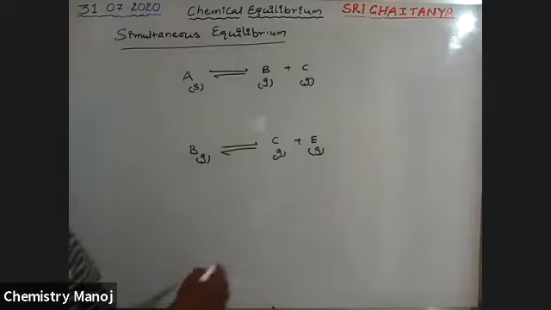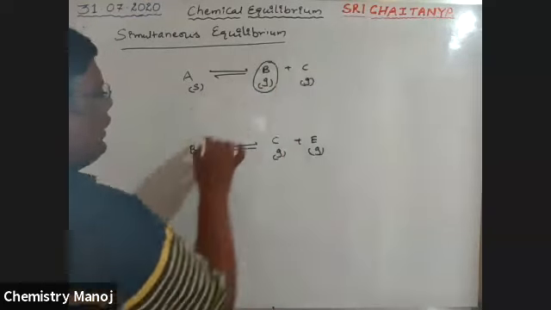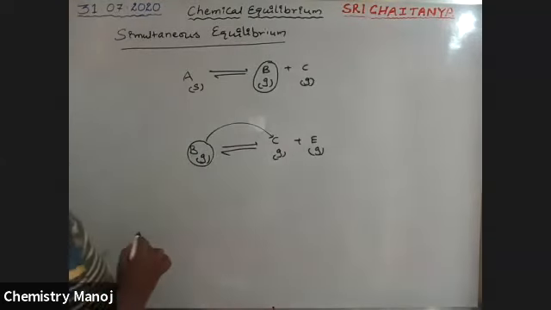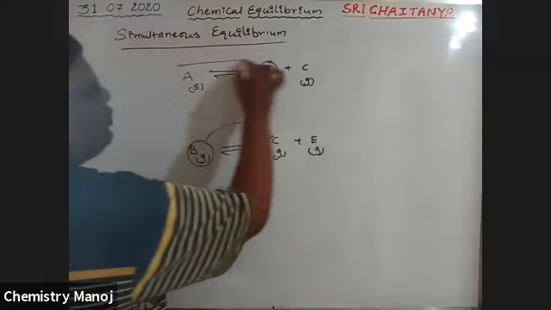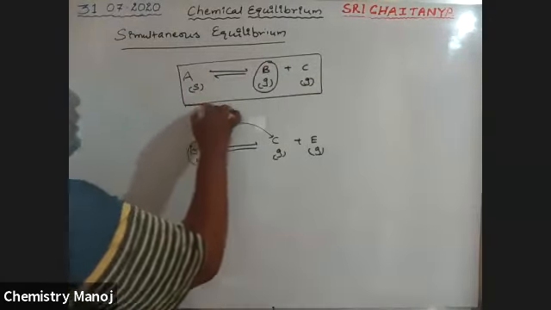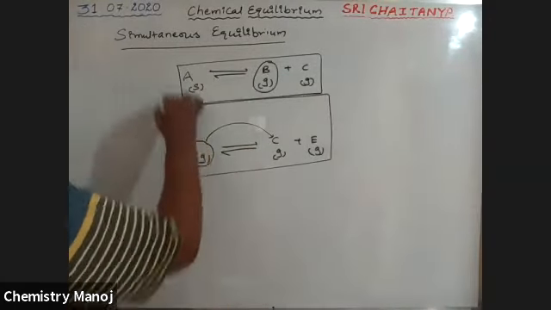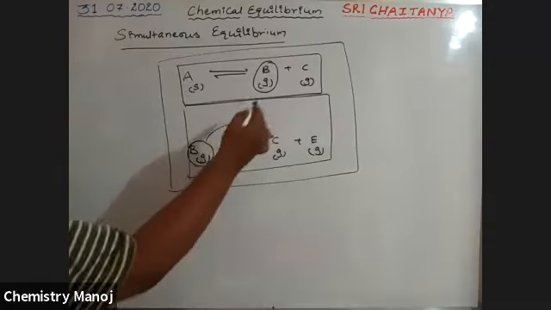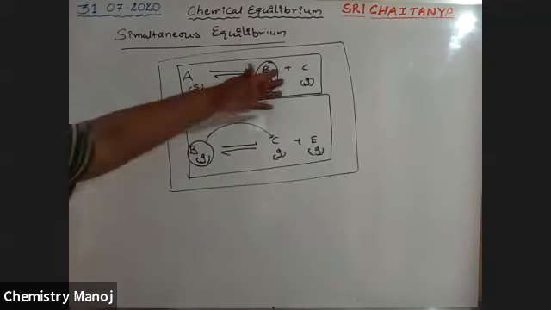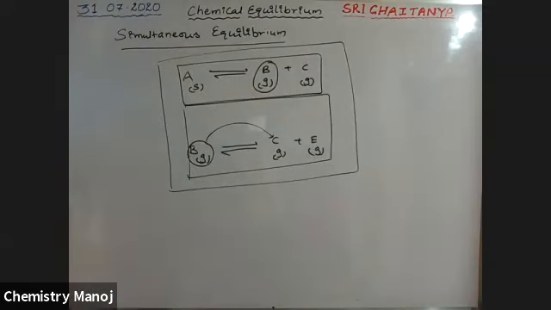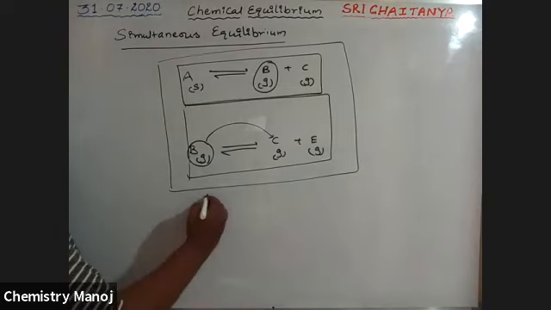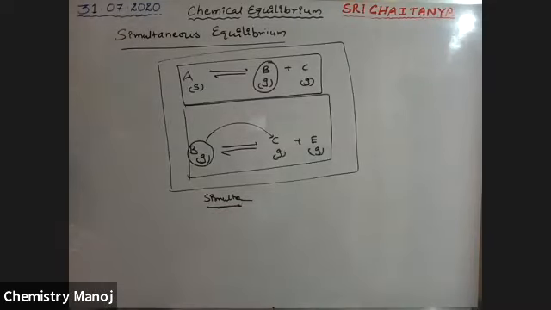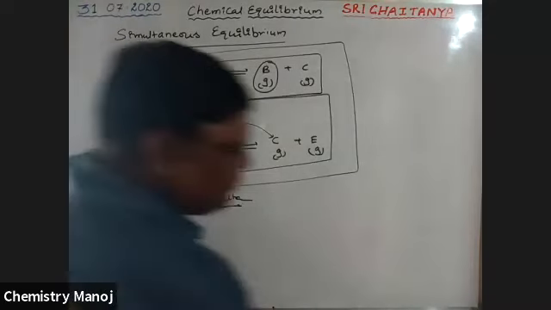That means this B is involved in the reaction, and this B once again gives C. So these two equilibria take place in a single container, my dear boys. Some of the reactants and products are common here. So this type of equilibrium is called simultaneous equilibrium.